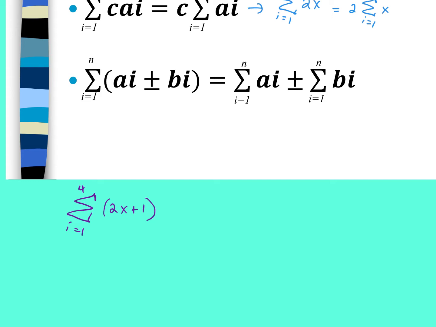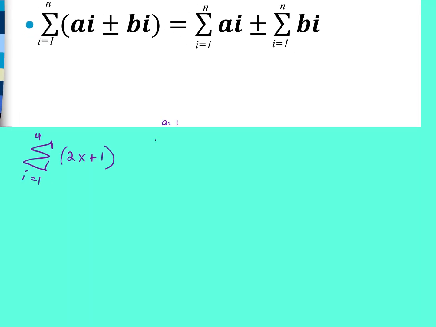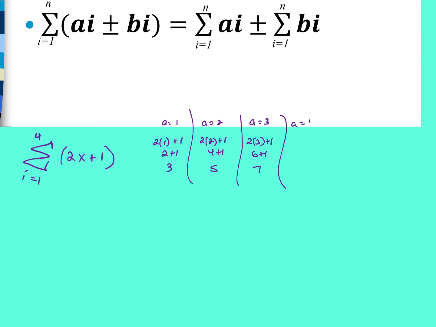If I had something like this, one way to do it without the shortcut is to start at 1 and go all the way to 4 and plug them in. For 1, 2 times 1 plus 1 would be 2 plus 1, which is 3. For 2, I'd get 2 times 2 plus 1, that's 4 plus 1, which is 5. Then 3: 2 times 3 plus 1 would be 6 plus 1, which is 7. Then I'd do 4, and that's where I stop because that's the top number. I'd get 8 plus 1, which is 9. And then at the end, I'd add all of these together. So 3 plus 5 is 8, plus 7 is 15, plus 9 is 24.